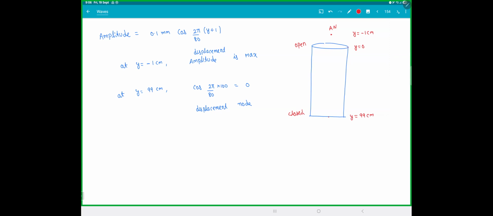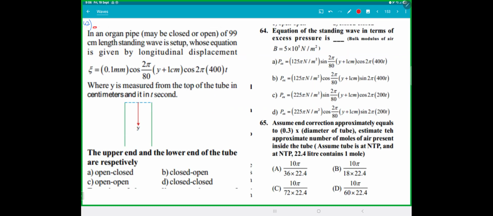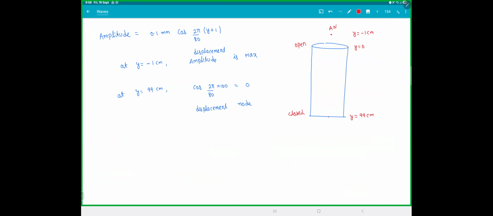So that is a clue there. If you put y is 0 and you're getting nothing, but when you put y is equal to minus 1, you're getting maximum. So that displacement antinode is forming slightly outside. So that's actually an end correction. So it's an open closed. And indirectly you got end correction is 1 centimeter, which is 0.6 times the radius. So we found the radius 5 by 3 centimeters. Okay.